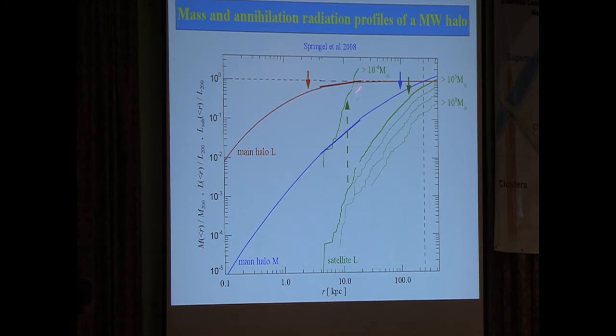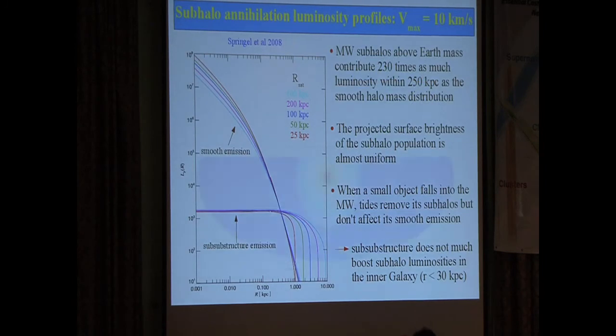So the light from all these small objects is distributed uniformly across the sky, whereas the annihilation radiation from the smooth part is coming from 2 kiloparsecs. So that's all coming from the direction towards the galactic center. So the light from the subhalos is going to have a very different distribution on the sky than the light from the main component. Let me show you that directly.